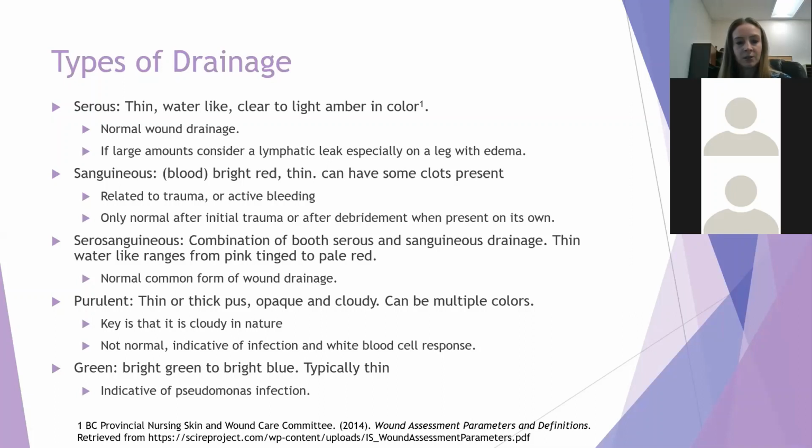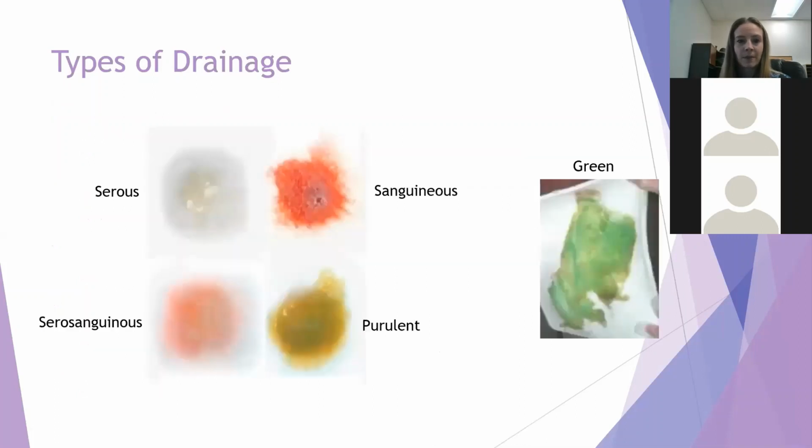And then green is bright green to bright blue, typically thin, and that one is actually indicative of a Pseudomonas infection. It's actually a really pretty color. I have it on our next slide too. So here's a picture of what those types of drainage look like, and the green one you can see is actually what Pseudomonas drainage looks like. The green drainage can also stain the surrounding skin green.